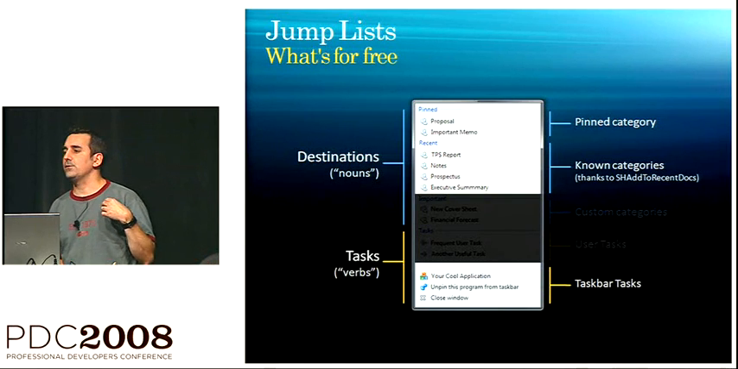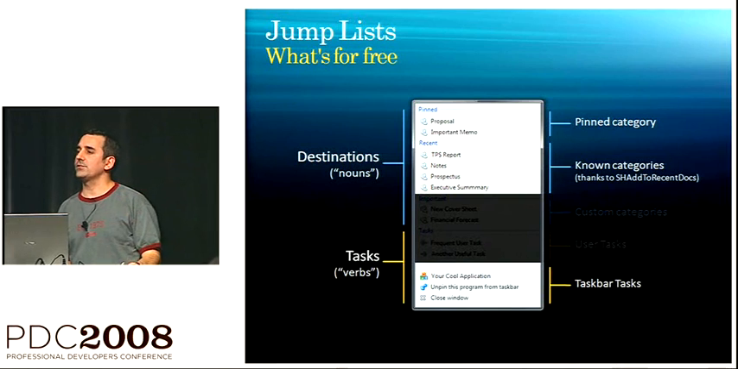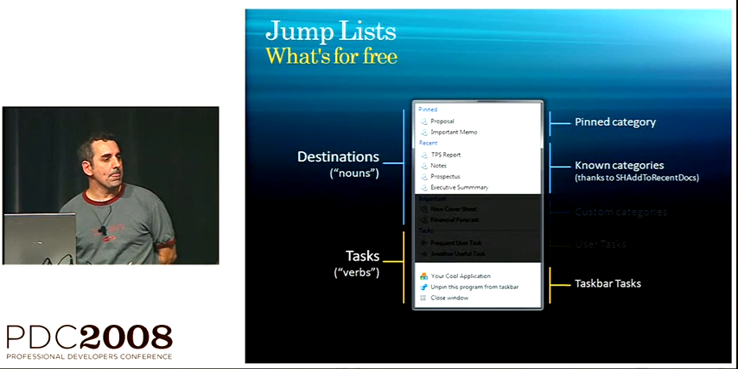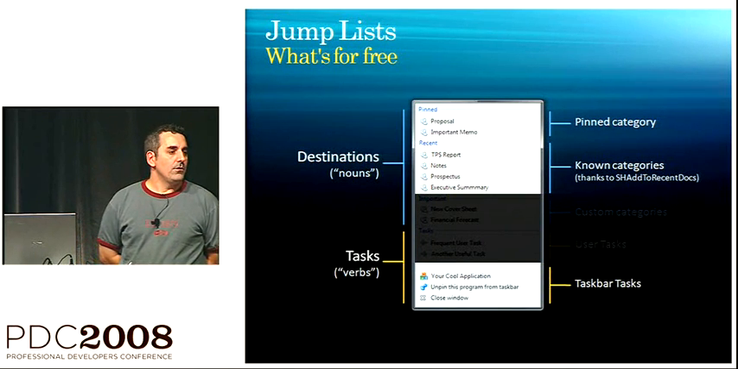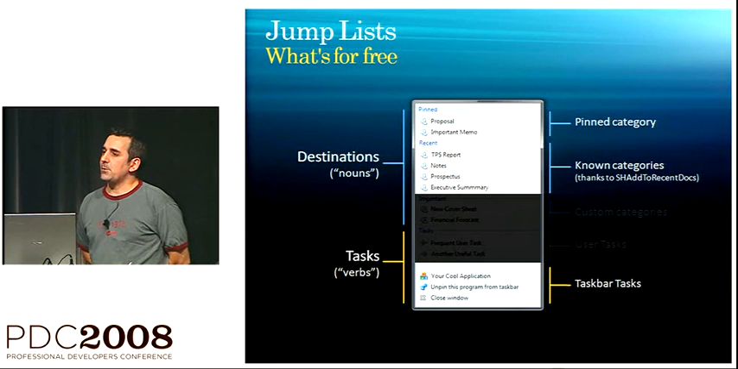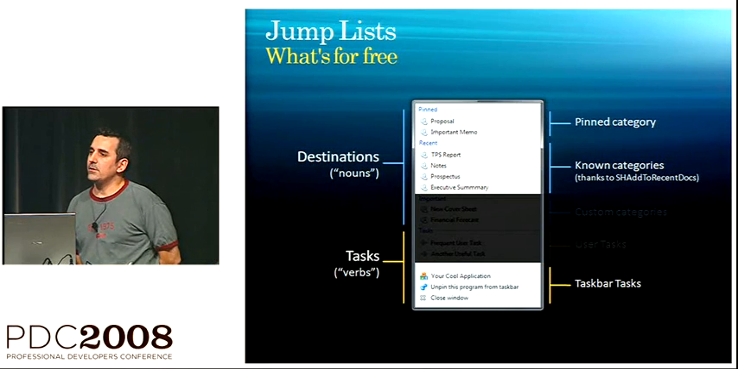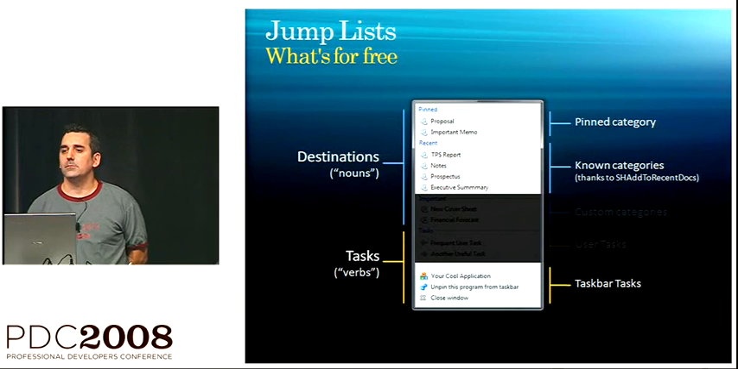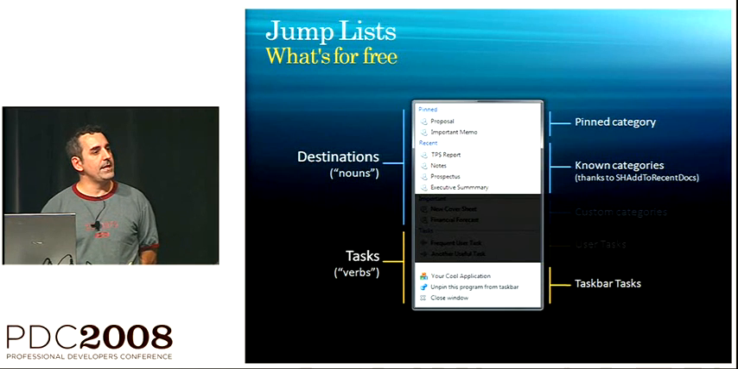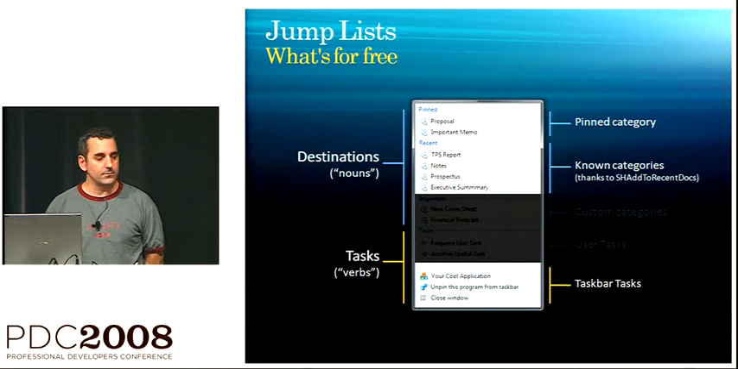In terms of what comes for free, or what's just the default setting for a jump list, users will get taskbar tasks, so they'll automatically get the ability to relaunch another instance of the app, to pin and unpin your application to the taskbar, and close any windows.